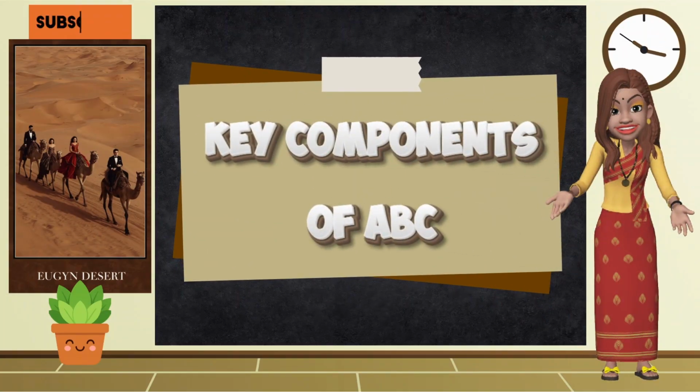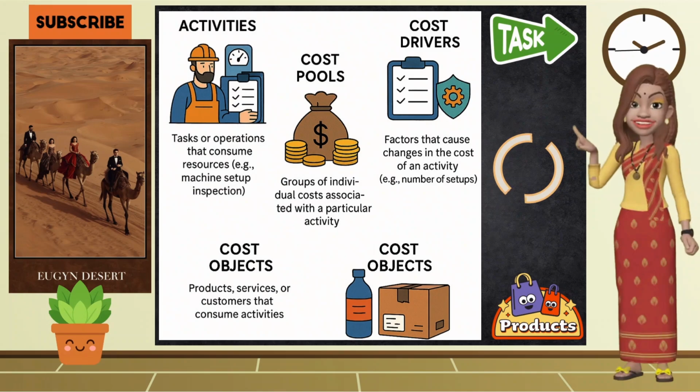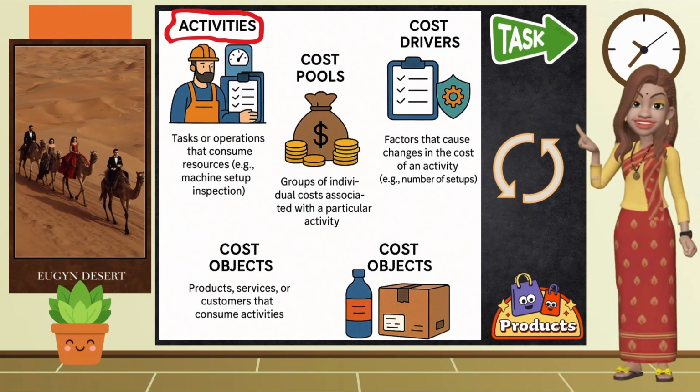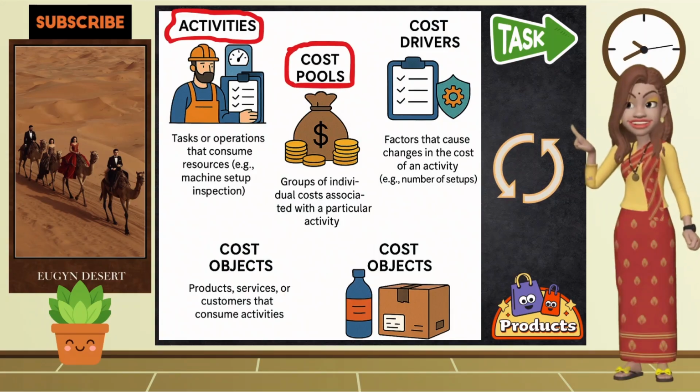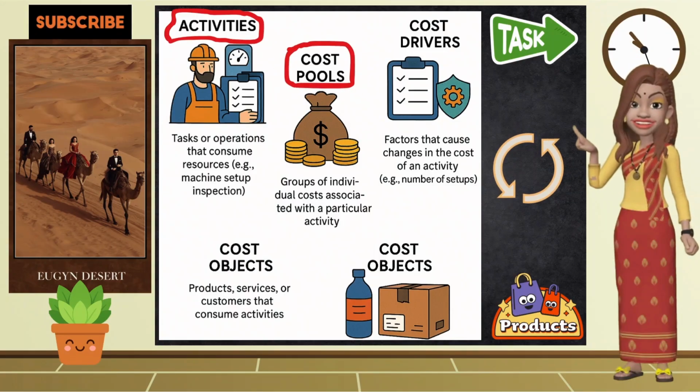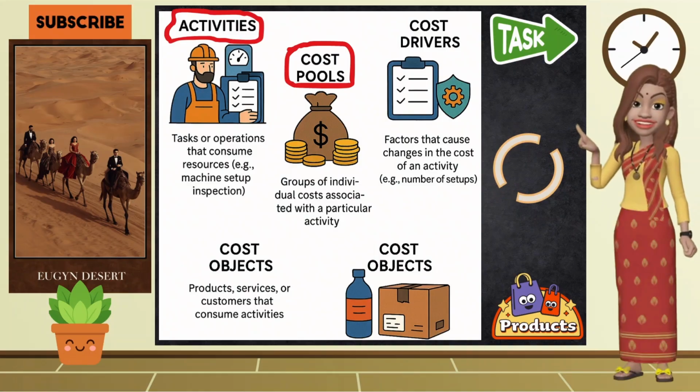Key components of activity-based costing. The first component is activities. An activity is a task or operation that consumes resources, for example, machine setup or inspection. The second component is cost pools. A cost pool is a group of individual costs associated with a particular activity.